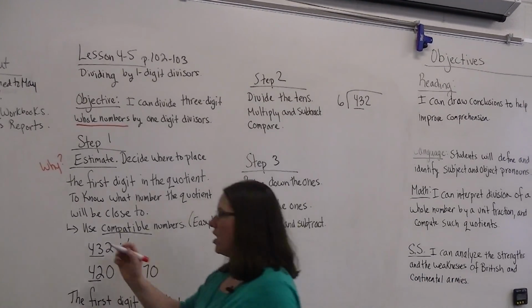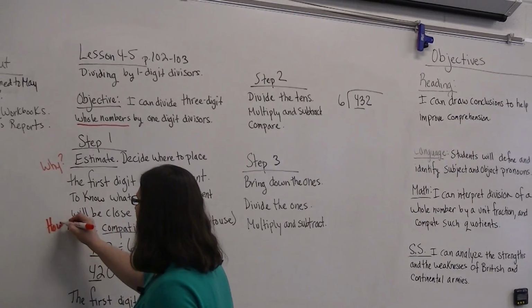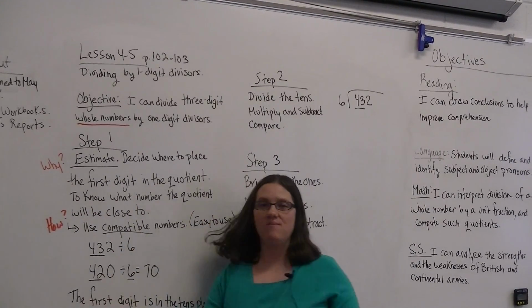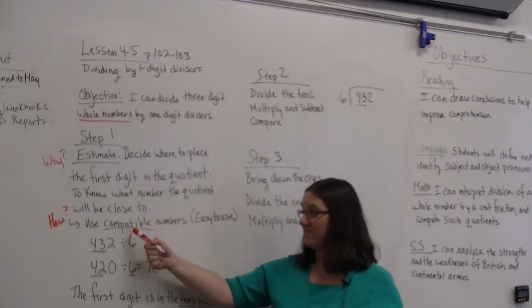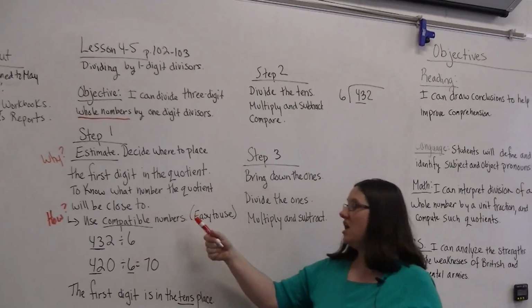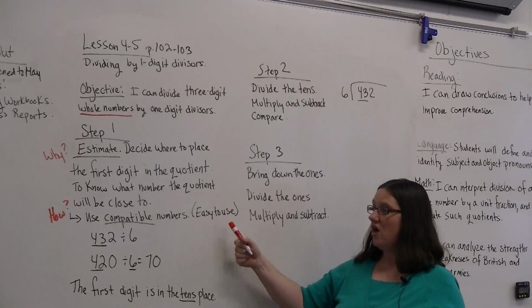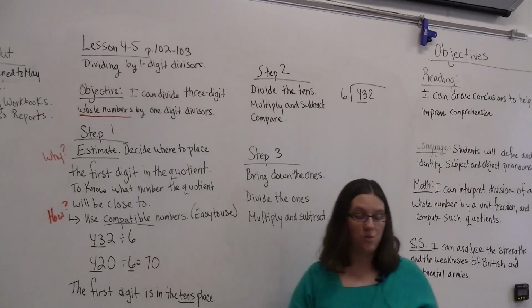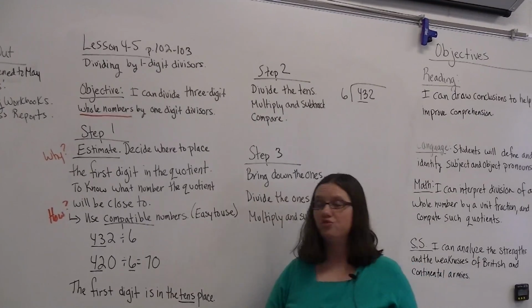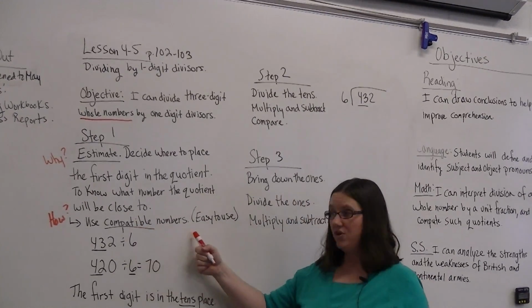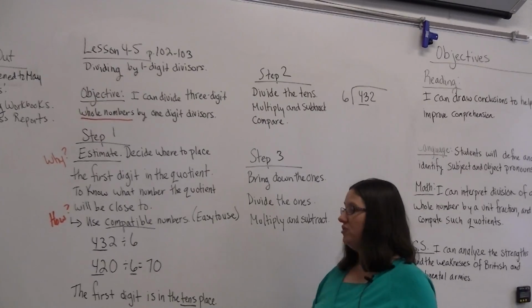Okay, now how are we going to do this? How are we going to estimate? This time they want us to use compatible numbers. Again, what is compatible? Compatible means numbers that are easy to use. Most of the time this year, in 5th grade, when we estimated, you did rounding. Today we are not going to use rounding. We're going to use compatible numbers, numbers that are easy to divide by.